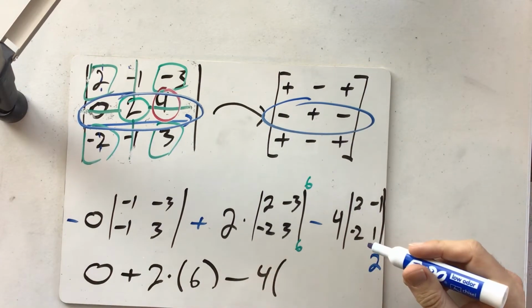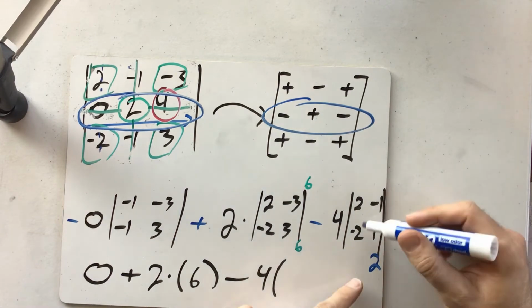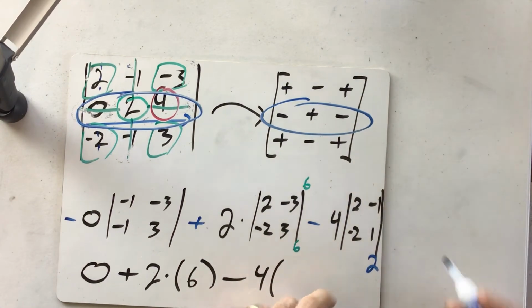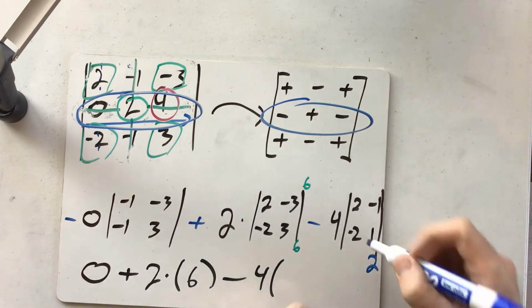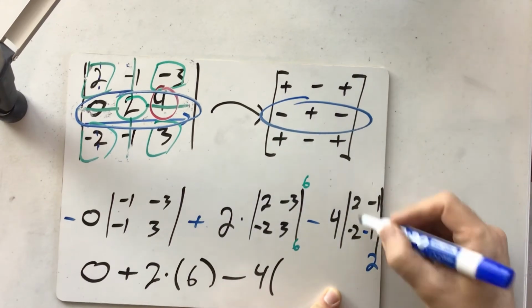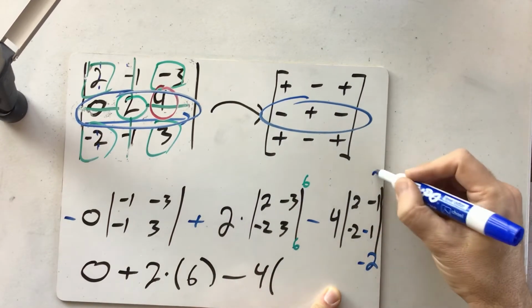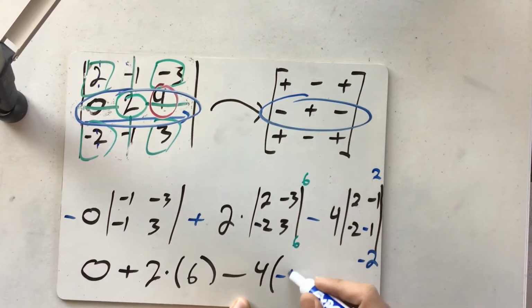positive 2, and then positive, wait, hold on, I got a sign wrong here, didn't I? Let's see, 2, negative 1, negative 2. Oh, that's a negative 1 also, isn't it? So that makes this a negative 2, and that makes that a positive 2, so that's a negative 4.